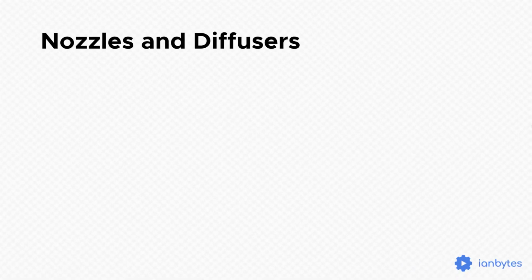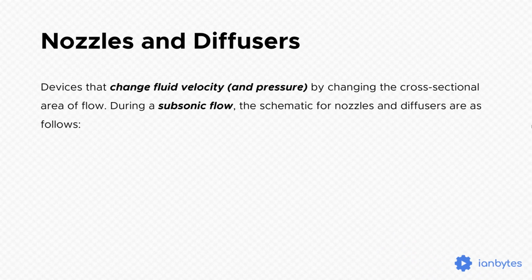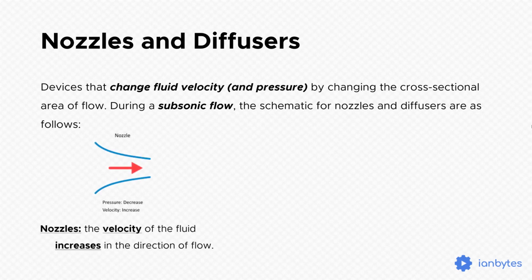Unahin na natin ang nozzles and diffusers. Ang pinaka-goal ng nozzles and diffusers ay baguhin ang fluid velocity by changing the cross-sectional area of the flow. As a further consequence of this, the fluid pressure across the nozzles and diffusers also changes. If the device increases the velocity of fluid in the direction of the flow, then it is called a nozzle. Makikita ninyo ang mga nozzle sa mga garden hose kapag nagdidilig tayo ng mga halaman.